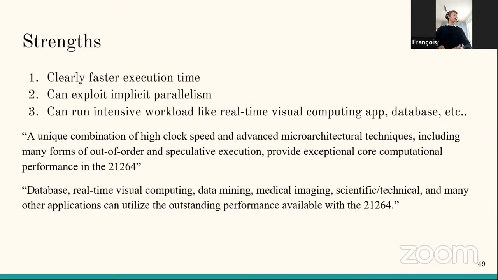Again, there are two quotes from the paper: a unique combination of high clock speed and advanced microarchitectural techniques, including many forms of out-of-order and speculative execution, provide exceptional core computational performance in the 21264 Alpha microprocessor. Database, real-time visual computing, data mining, medical imaging, scientific, technical, and so on can use the outstanding performance available with the Alpha 21264 microprocessor. So these are the strengths of the paper.